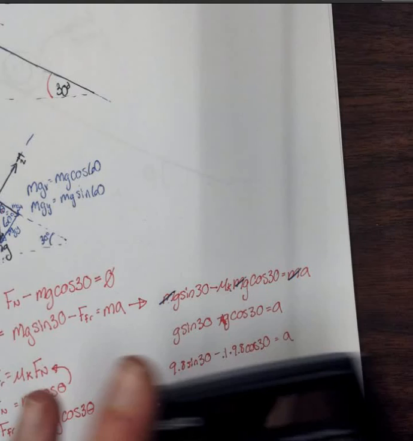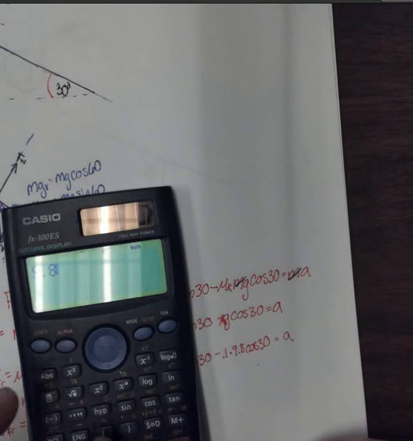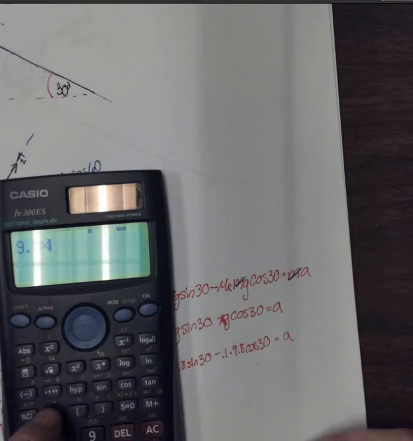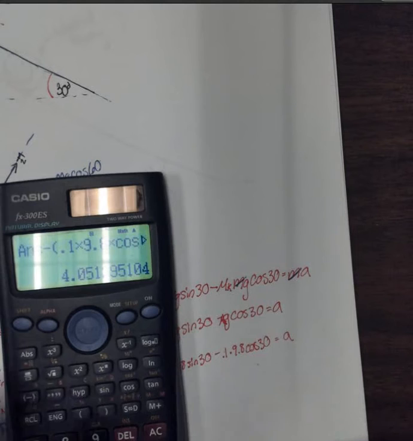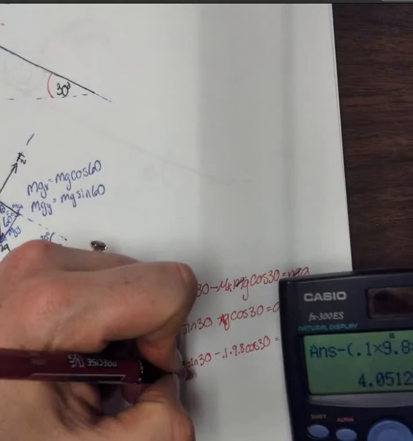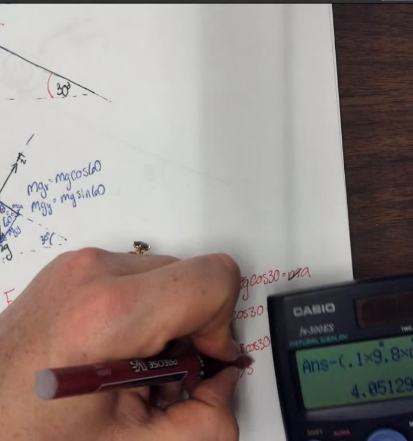So I take my 9.8 times sine of 30, and I subtract 0.1 times 9.8 times the cosine of 30, and I end up getting that acceleration equals 4.05 meters per second squared.